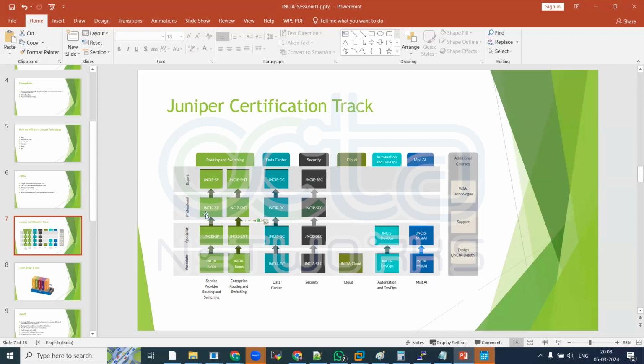The expert and professional level certifications you will find in enterprise and service provider. And if you attempt the enterprise one, you can go to the service provider and the data center also. Not service provider, but for the data center, JNCIP also you can attempt. Either you can go for enterprise or you can go for data center. It depends on your company's requirement.